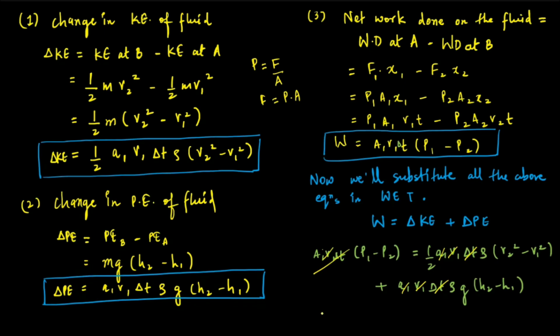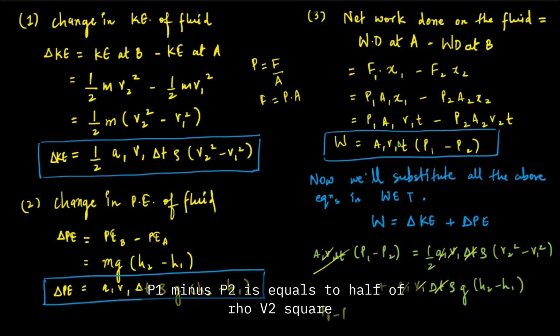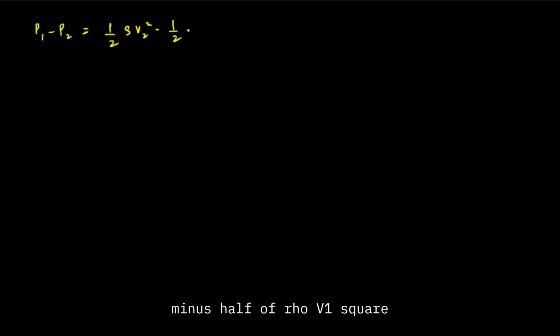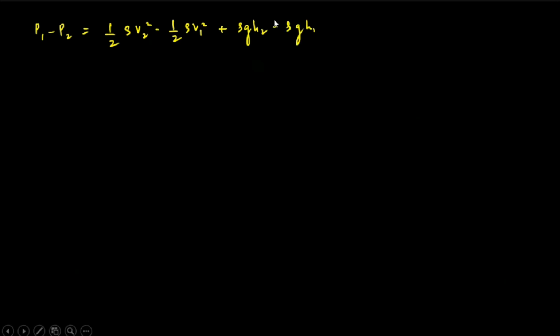right? So what we are left with is P1 minus P2 is equal to half of rho (V2 square minus V1 square) plus rho g (H2 minus H1). Now simply open the brackets. So P1 minus P2 is equal to half rho V2 square minus half rho V1 square plus rho g H2 minus rho g H1.